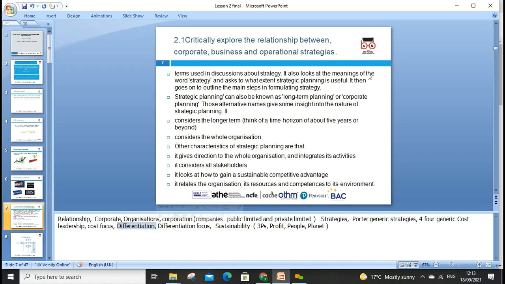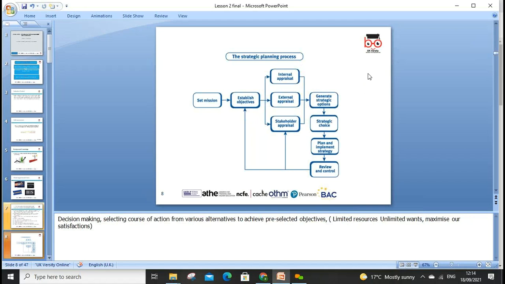Differentiation: your features and benefits of the product can be different from your competitor, like Apple compared with Samsung. Differentiation focus: not everything is different. You're both mobile phones, but your software is extra, the storage or the backup or cloud. So that's differentiation focus, just one narrow area. Sustainability: if we want to be sustained, we need to focus on profit, on the people, and on the planet. Then we can sustain. Anybody any question?